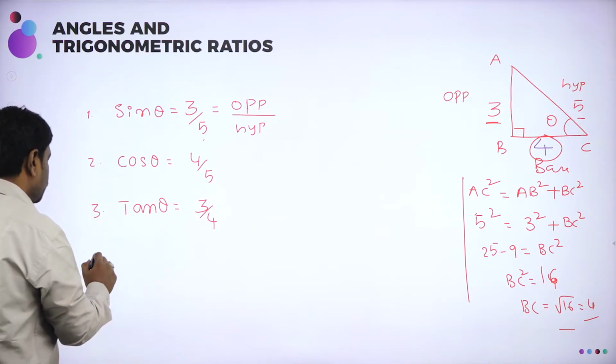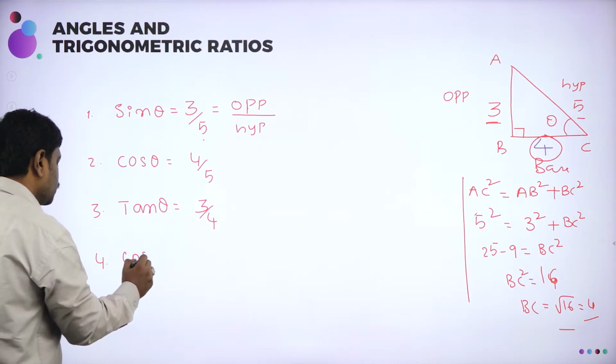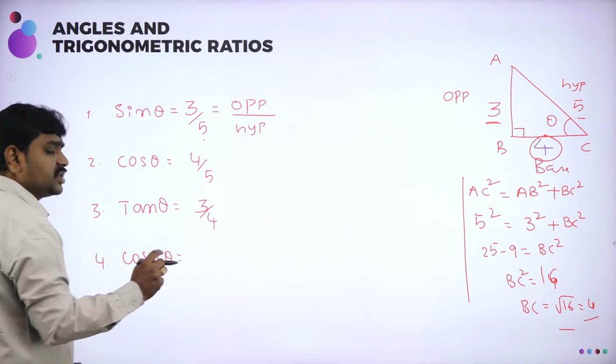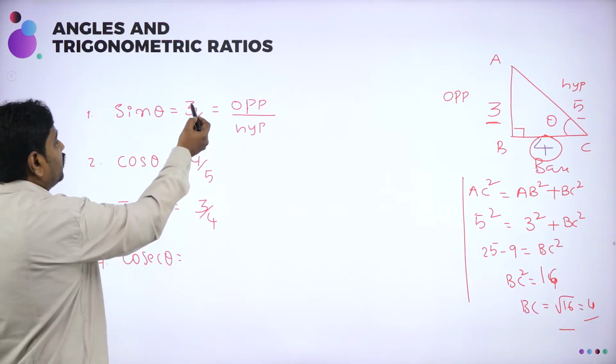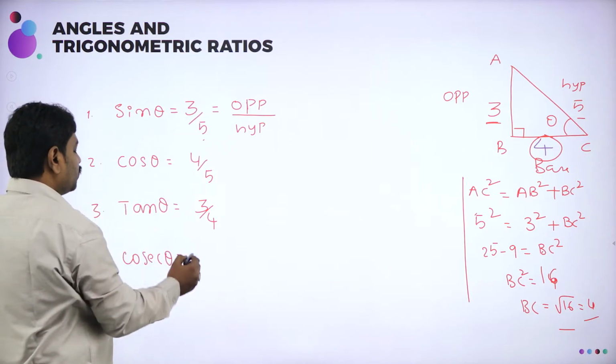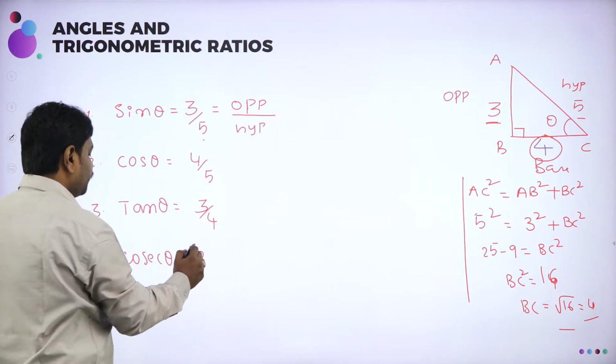Then the remaining are reciprocals. So cosecant theta. What is cosecant theta? Cosecant theta is the reciprocal of sin theta. Cosecant is 1 by sin. So take the reciprocal of 3 by 5. For 3 by 5 the reciprocal is what? Reverse of it. 5 by 3.